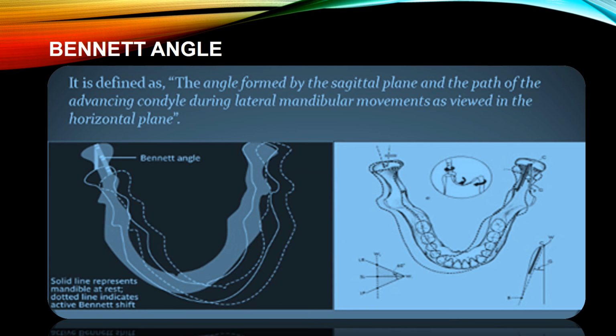Bennett angle. That's formed from the Bennett movement, and it is defined as the angle formed by the sagittal plane and the path of advancing condyle during lateral mandibular movements as viewed in the horizontal plane.